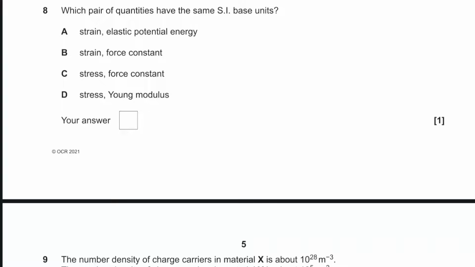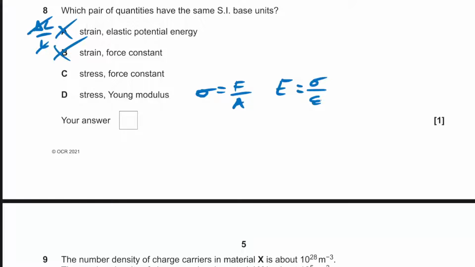8. Which pair of quantities have the same SI base units? Strain, well, strain is delta L over L, so that doesn't have a unit. So that cannot be true because force constant and elastic potential energy do have units. So let's go for stress. Oh, it's fairly obvious, isn't it? And force constant. Is that what they mean by spring constant? Oh, I don't know. Point is that stress is equal to F over A. The whole point is that Young modulus is equal to stress over strain. And because strain doesn't have a unit, that means that they have the same unit. So therefore D is our answer.